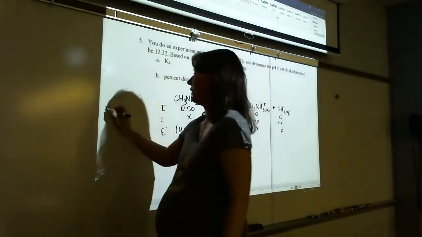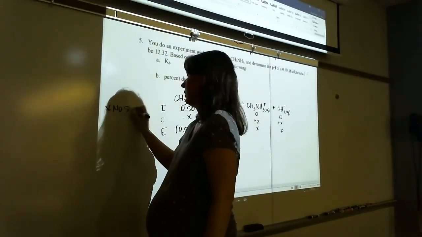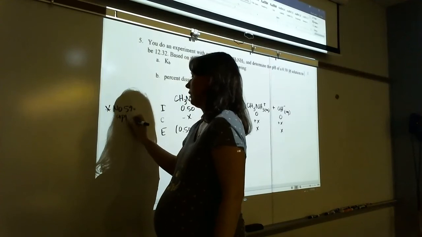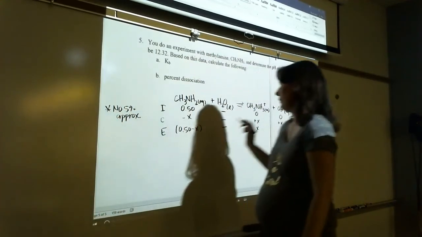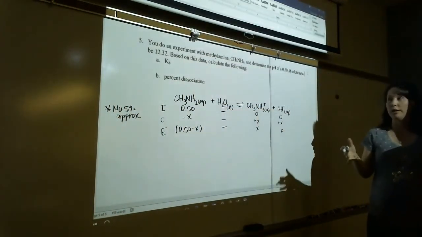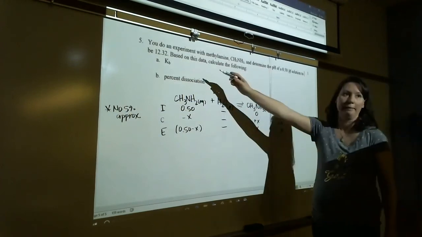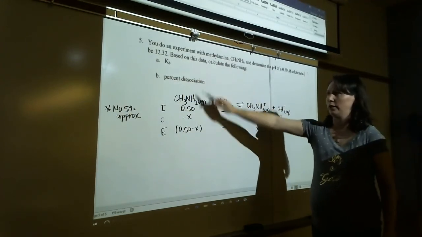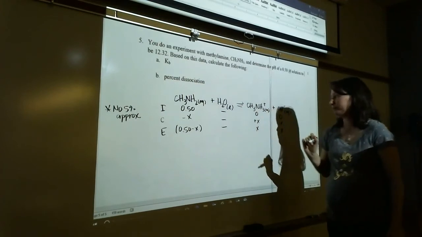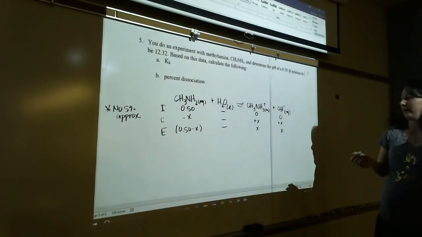Again, no 5% approximation, because we can solve for x accurately. We don't need to approximate it, especially if we're solving for a k, because if we approximate this value, then our k value is not going to be as good as it could be. So how are we going to get x?